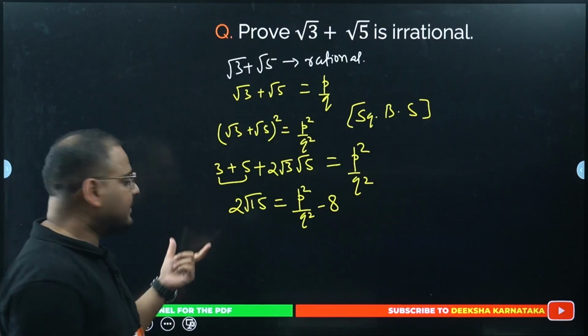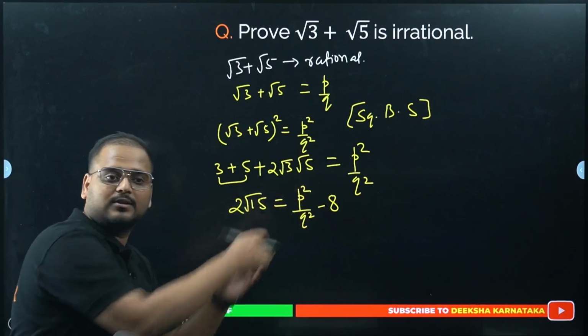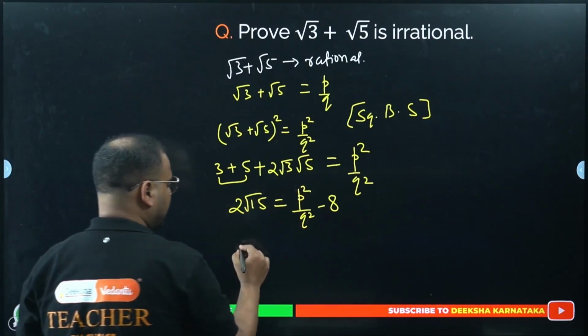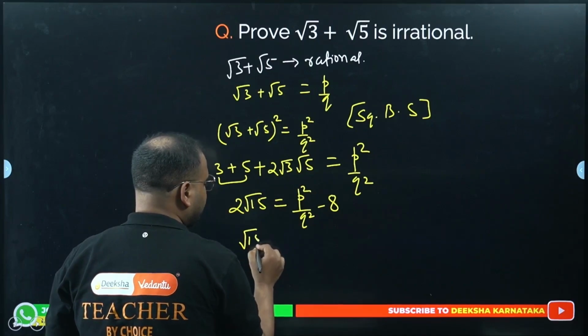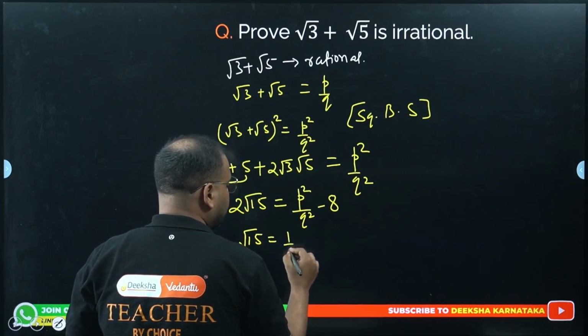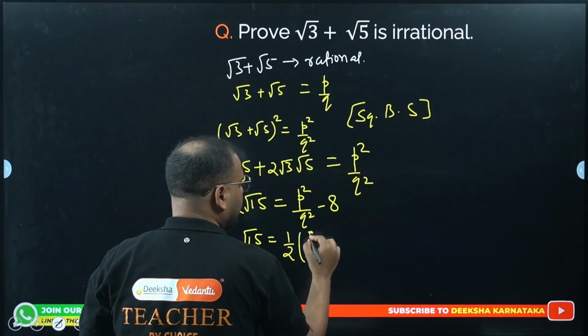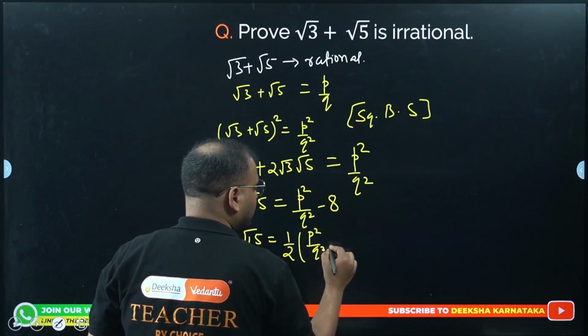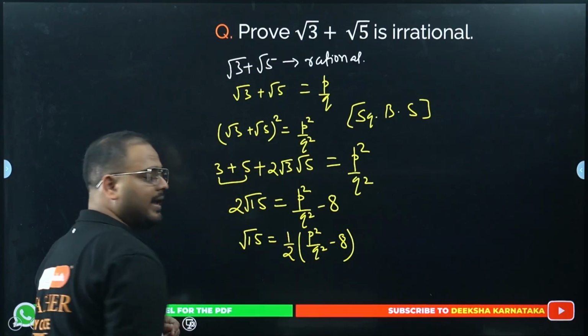Okay, I can take this rational number 2 to that side again and write this as root 15 equals 1 by 2 times P square upon Q square minus 8.